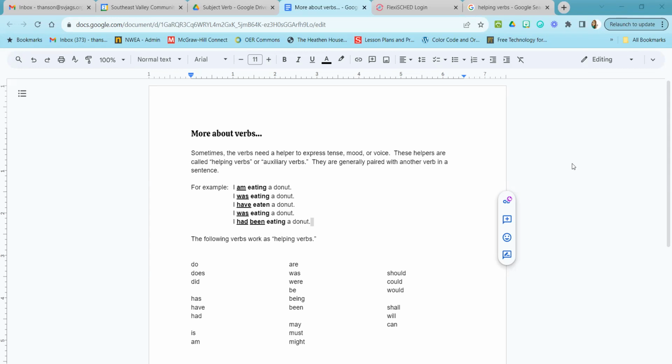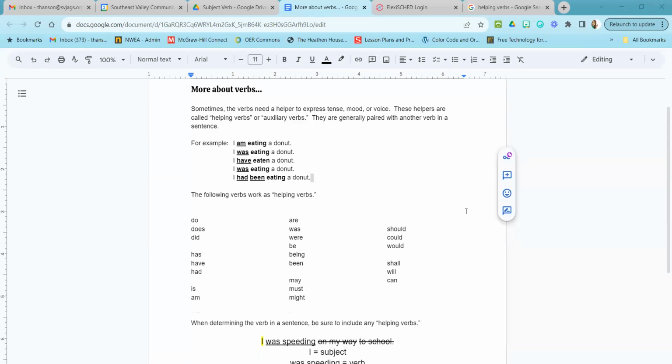And these helpers are called helping verbs or auxiliary verbs. I will be referring to them as helping verbs. So generally you will notice they're paired with another verb in a sentence. And so when you are determining these, you need to make sure that you select both verbs as the verb in your sentence. This is also referred to as a verb phrase.